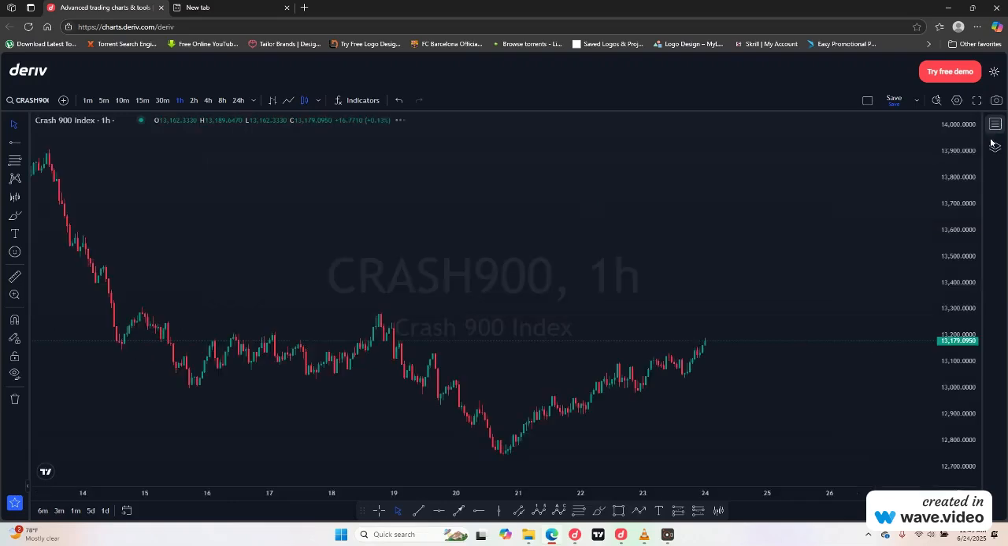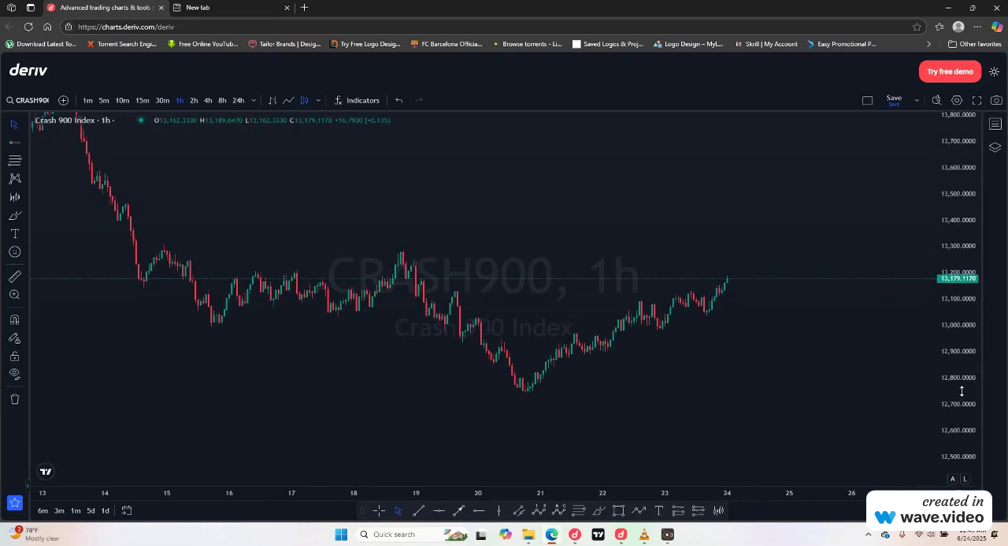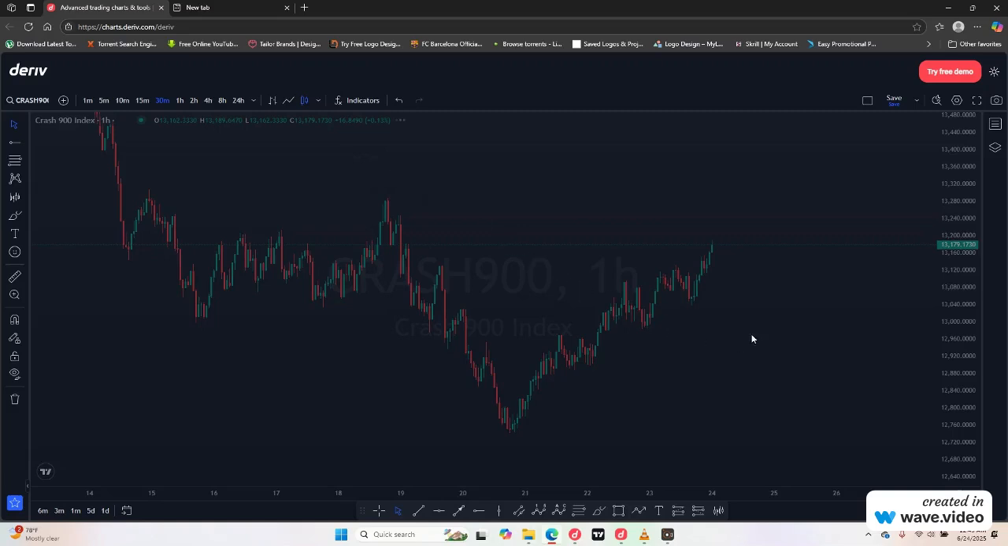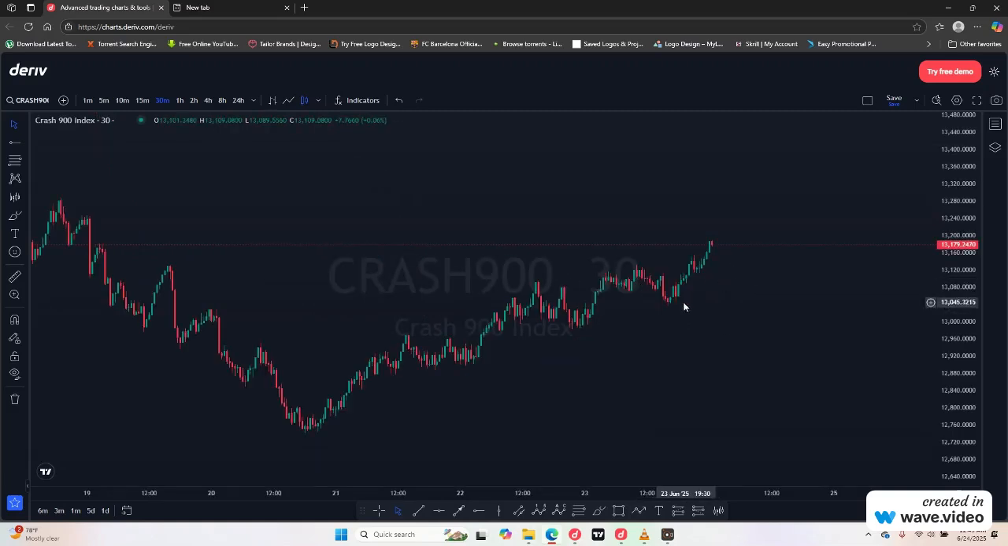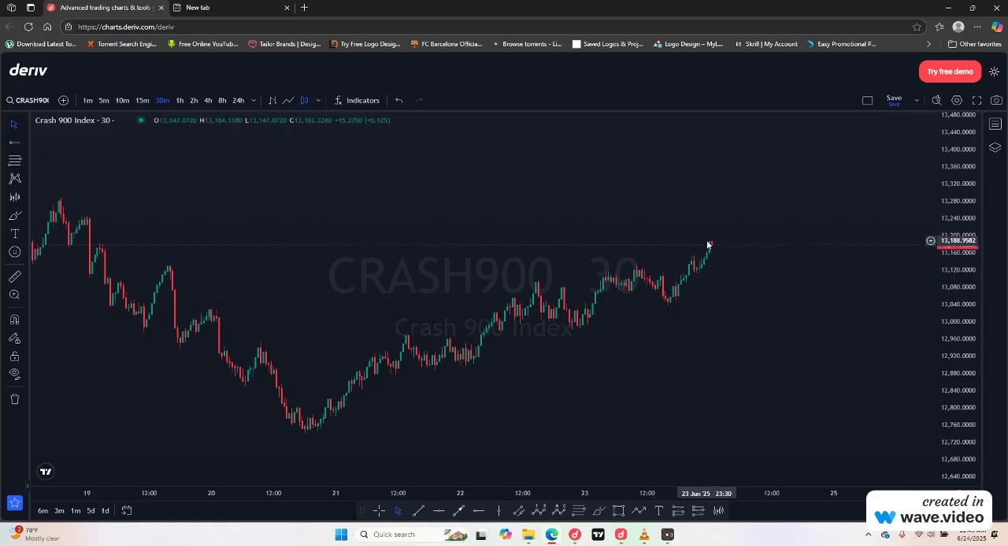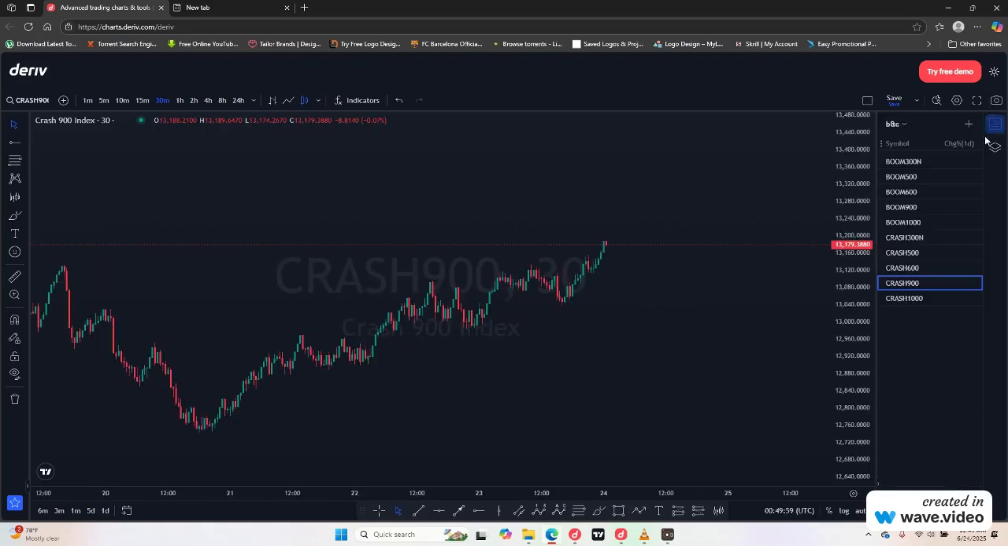On the crash 900 index, this market also is pushing up, and anytime you see a push like this, all you have to do is wait for the corrective pattern. Whenever you see a break in, wait for a break out, then you resume. So over here, on this push, we are not going for any move now. We wait for the correction, then we go forward with a buy. This is very simple.